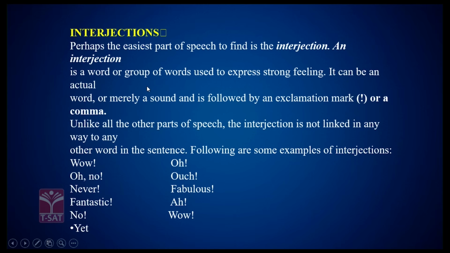An interjection is a word or a group of words which is used to express a strong feeling, very strong feeling, right. It can be an actual word or merely a sound and is followed by an exclamation mark or at times a comma also, right. Interjections are not linked in any way to any other word in the sentence. These interjections are independent, right.